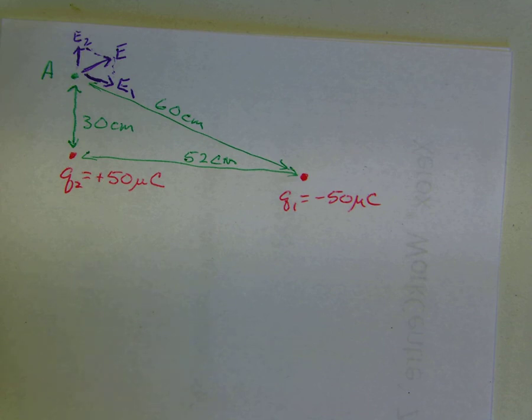The electric field due to Q1 is going towards Q1 since it's a negative charge. The electric field due to Q2 is going away from Q2 because it's a positive charge. The electric field goes away. The net result is E, which would be in between the two. Again, being able to describe it is pretty important.